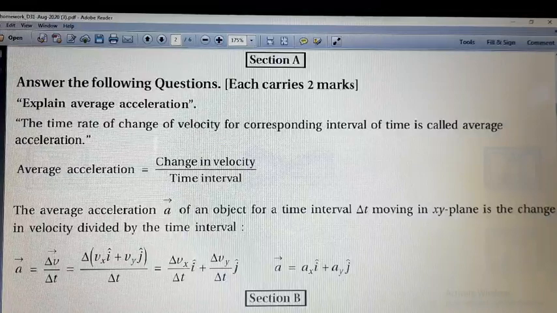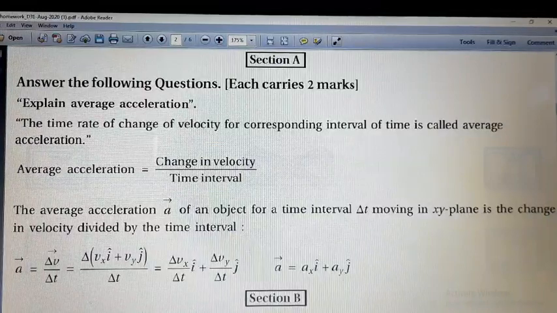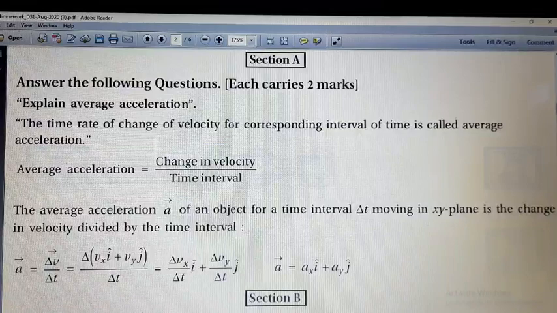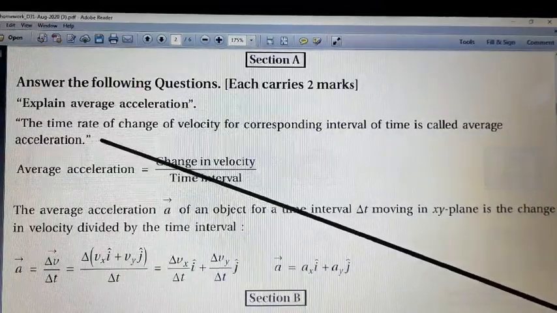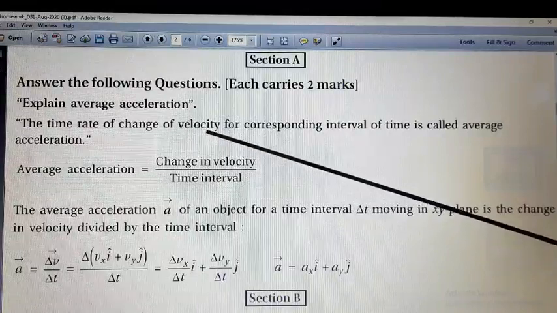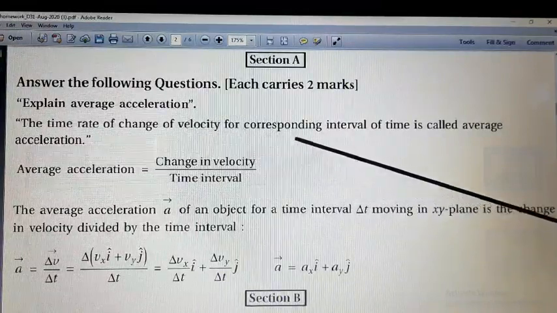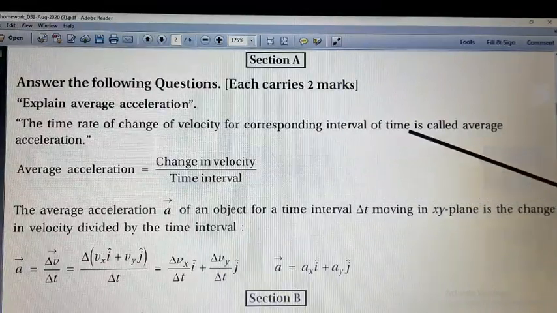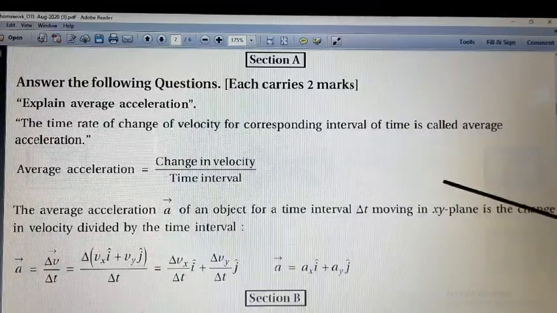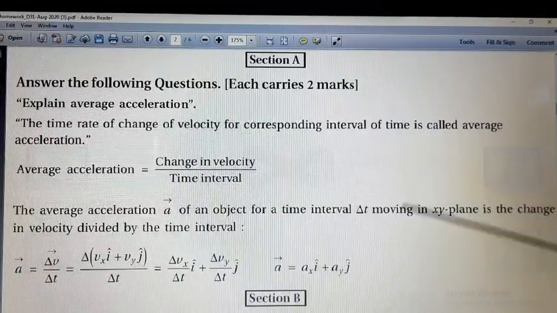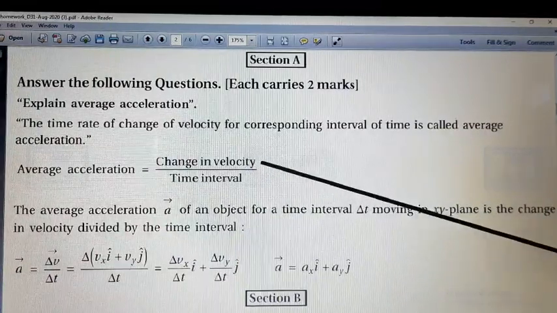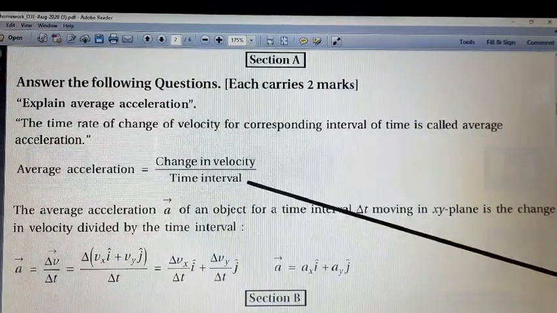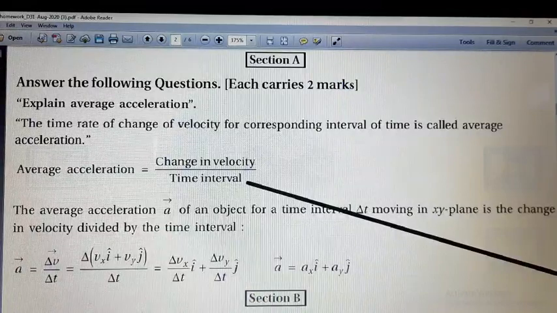Today I will teach average acceleration. First of all, we understand the definition of acceleration. The time rate of change of velocity for the corresponding interval of time is called average acceleration. Means average acceleration is equal to change in velocity upon time interval.